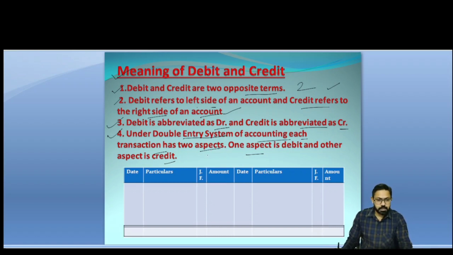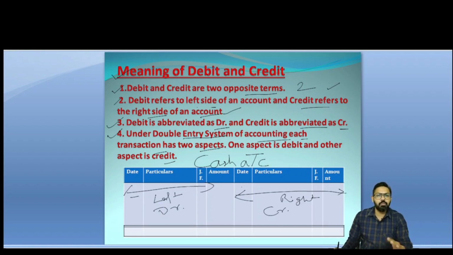So on the below side, this is the form of an account. Suppose this is the cash account, then we will write the cash account above. As we mentioned in the four points above, this is the left part, and from here to here is the right part. So this will be the debit, and this will be the credit. This is the format of an account.